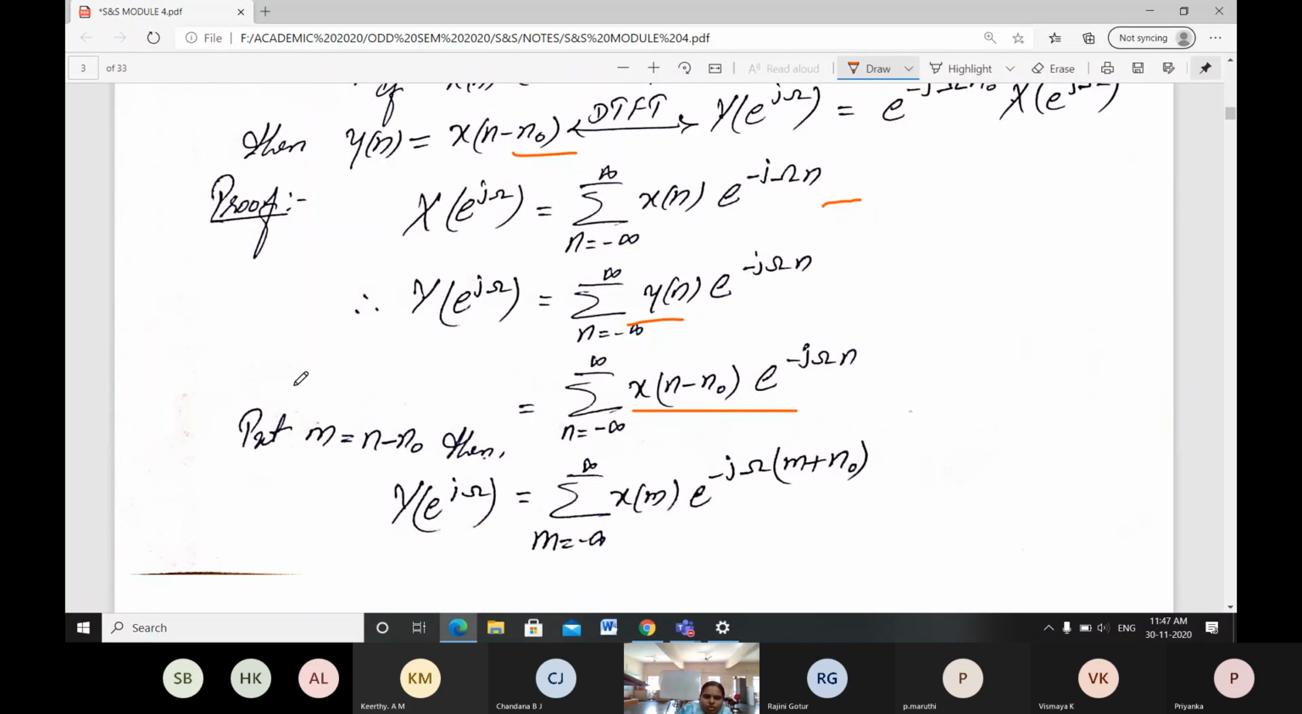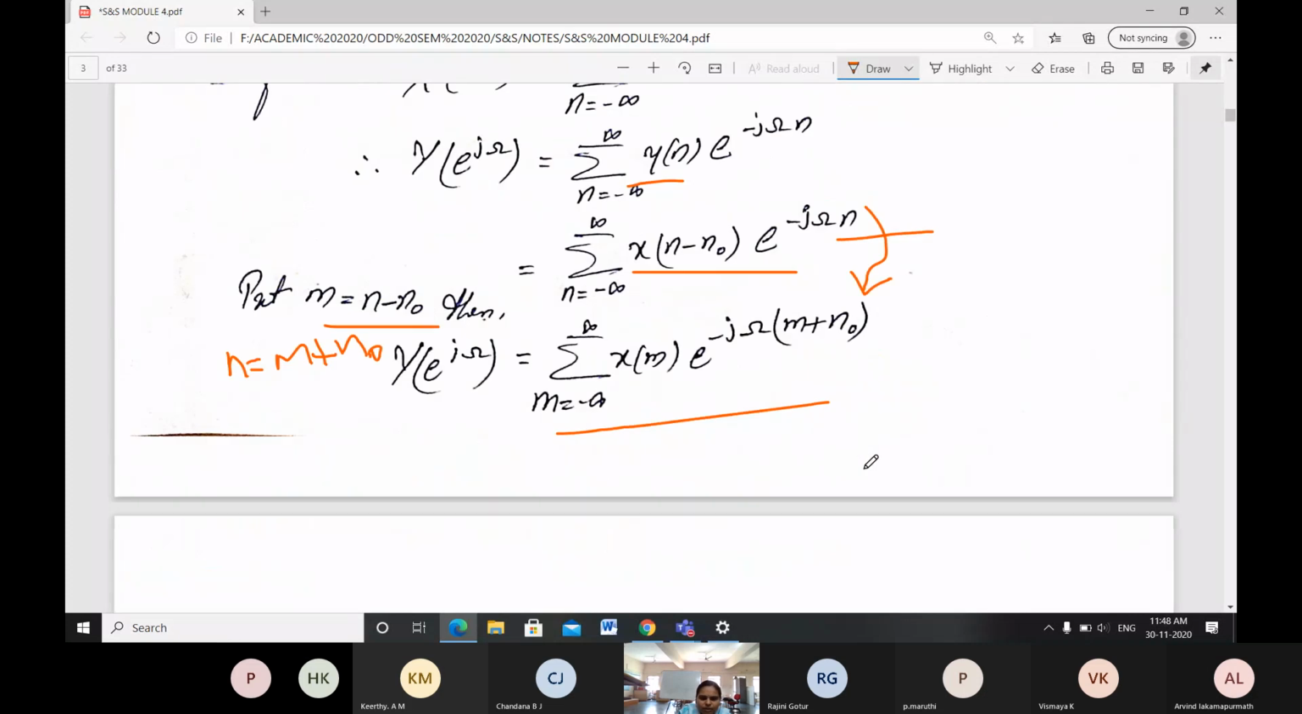Then what you have to do, just take some other variable, that is put m equals n minus n naught. When I substitute m equals n minus n naught, how is the equation going to be modified? That is Y of e raised to j omega is equal to summation m equals minus infinity to plus infinity. Instead of n minus n naught, I can substitute m. Then what is the n equation? Well, from this equation, what can I write for n? n is going to be equal to m plus n naught, right? Instead of n, here it is substituted as m plus n naught.